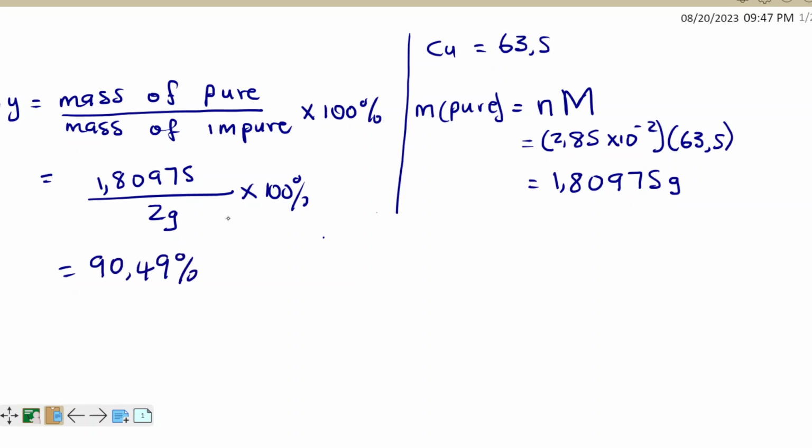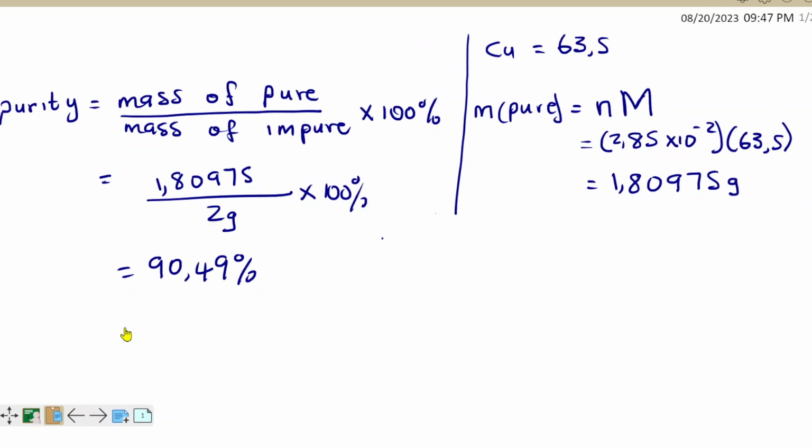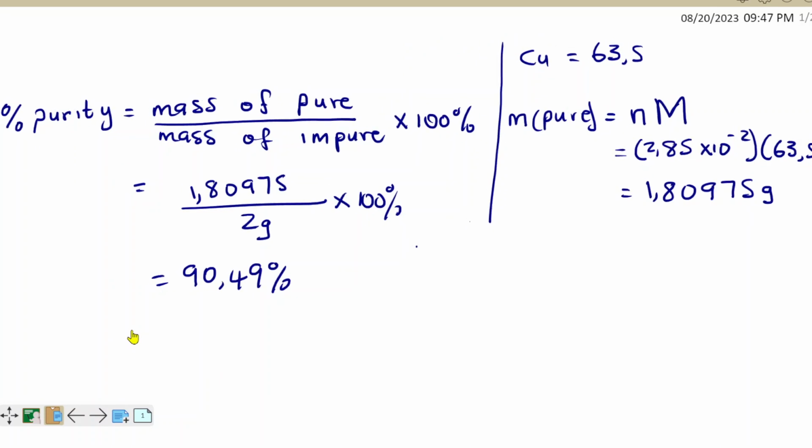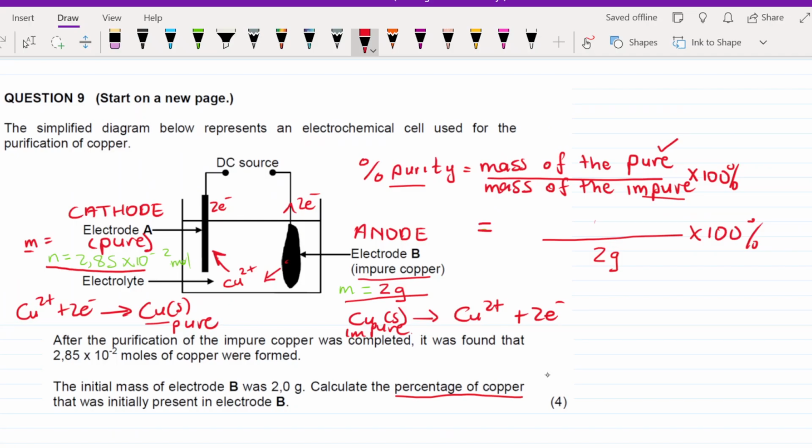90,49%. So this is now the percentage purity of the copper. So this is how you calculate the percentage purity. That means if it was initially 2 grams, this is how much was used from that 2 grams, which means it is 90,49% of what was used from the 2 grams. So this is just a simple calculation. I think it was around 4 marks. Yeah, so we are done with this one.